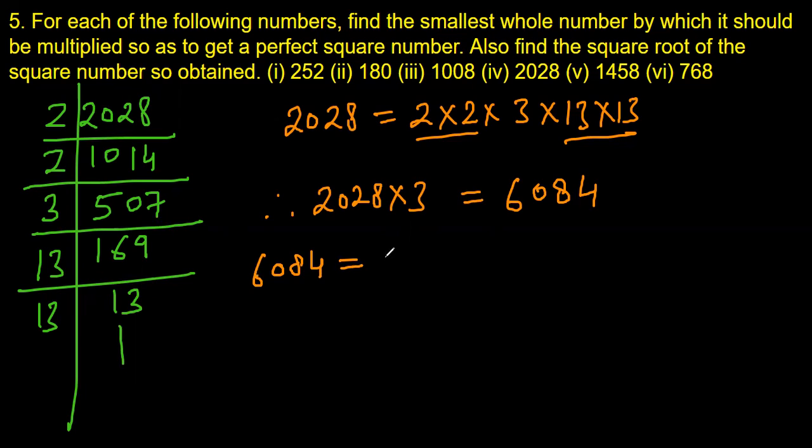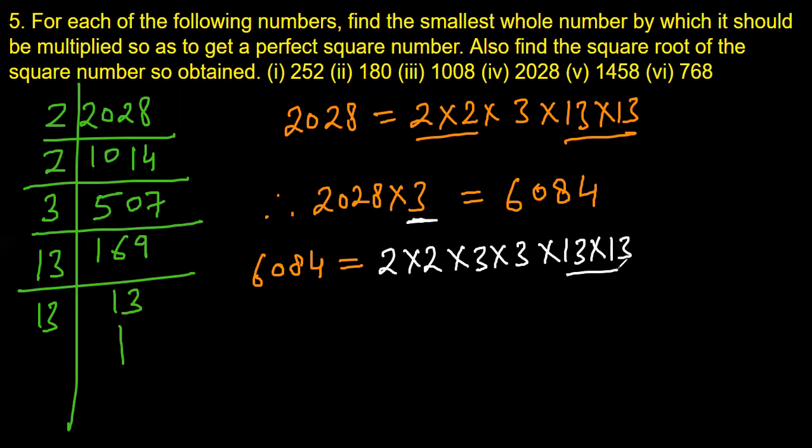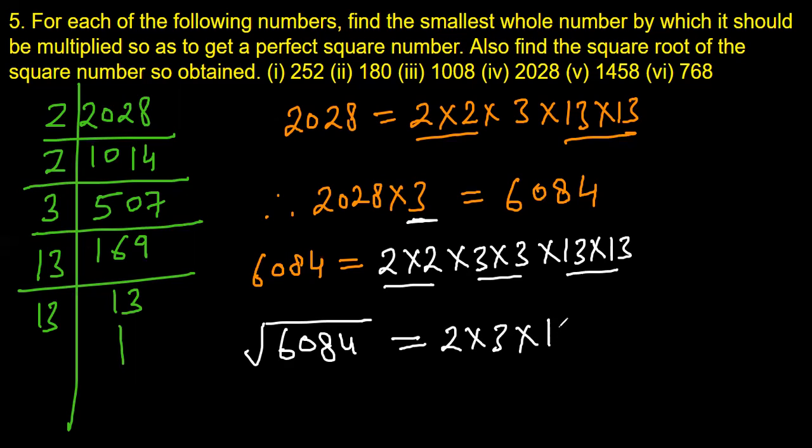We are getting factors 2 times 2, and we are getting a pair of 3 also, because we have brought this 3, and then this is to be multiplied by 13 times 13. And if you write square root of 6084, that will be 2 times 3 times 13. That is 6 into 13, which is 78.